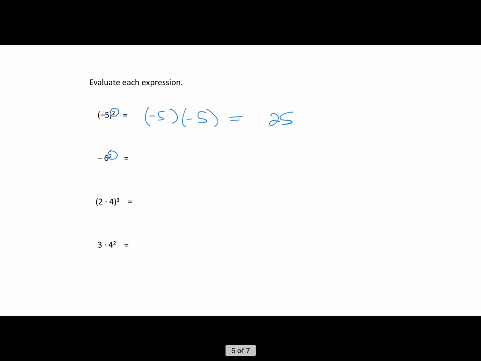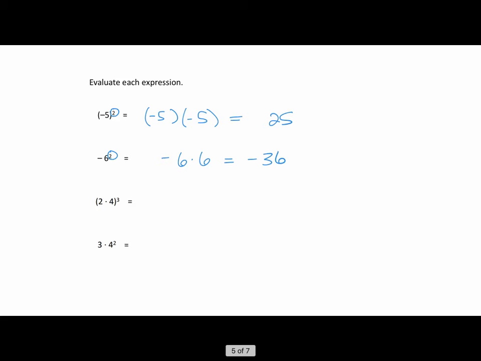Our second example, negative 6 squared. So this exponent is touching just the 6. So 6 multiplied by itself 2 times. And what about the negative in front? Well, the negative stays in front. So we have negative, and 6 times 6 is 36, which would be positive, but the negative in front makes this a negative product here.